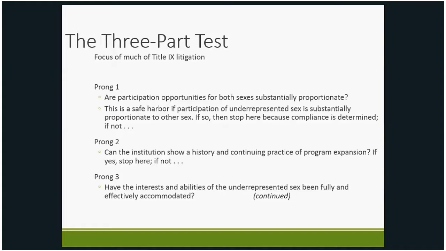However, we can't just change everything right now immediately. So the Department of Education and the Office of Civil Rights said, you know what, if you're increasing program expansion, then we'll allow that. This, however, should be a short-term effect. In the not too distant future of practice expansion, you should reach prong number one, substantial proportionality.